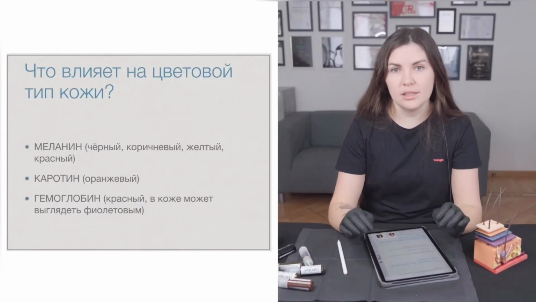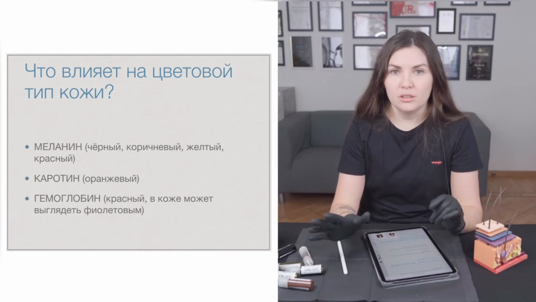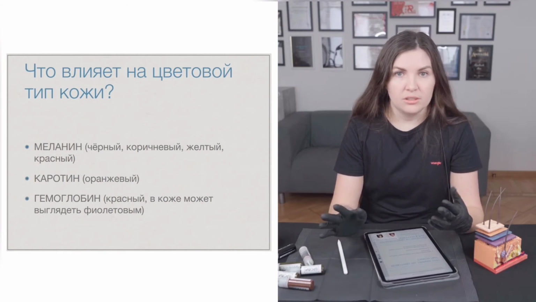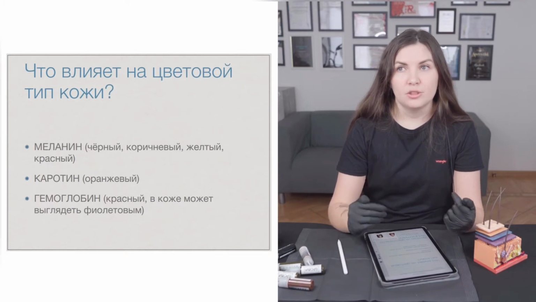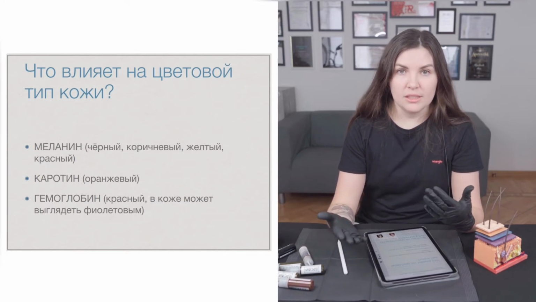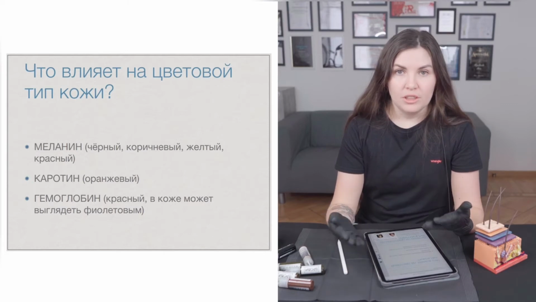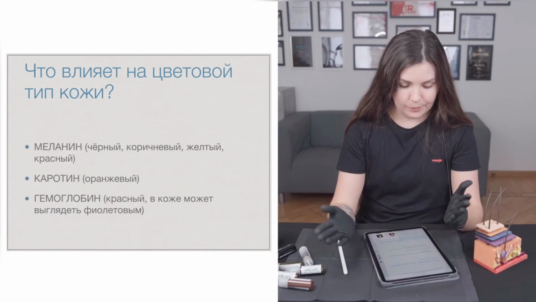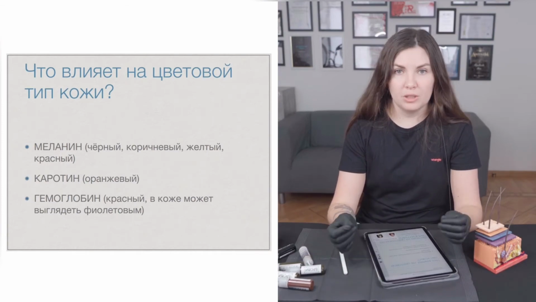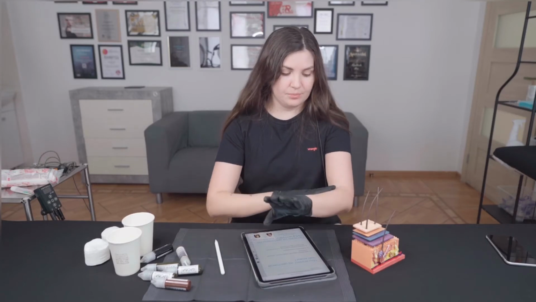Some of us are more yellow, some are more red, some are more orange, some are more copper, some are black, some are white, some with a blue tint, and some with freckles, right? So melanin and some other factors let us have all these different skin colors and tones. One of these factors is carotene, an orange pigment, and hemoglobin, a red pigment. Both of these pigments are present in the skin and change its shade a little. But the most important pigment that affects our skin color is, of course, melanin.